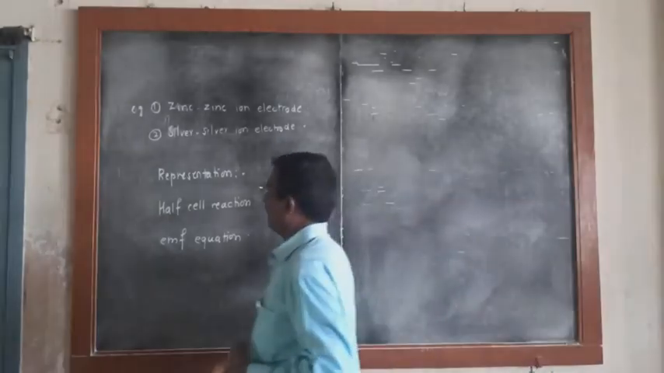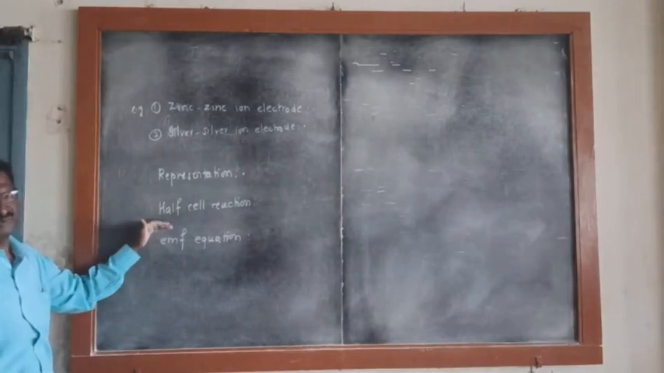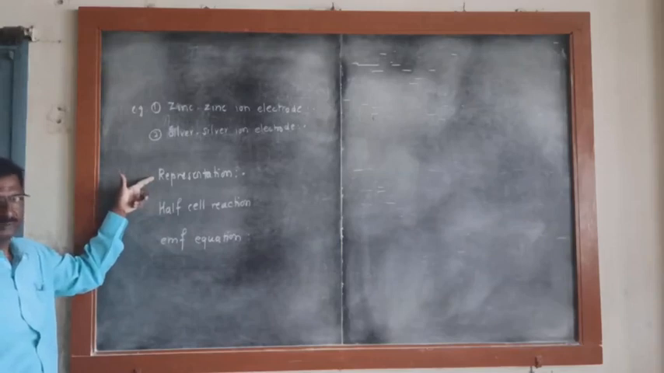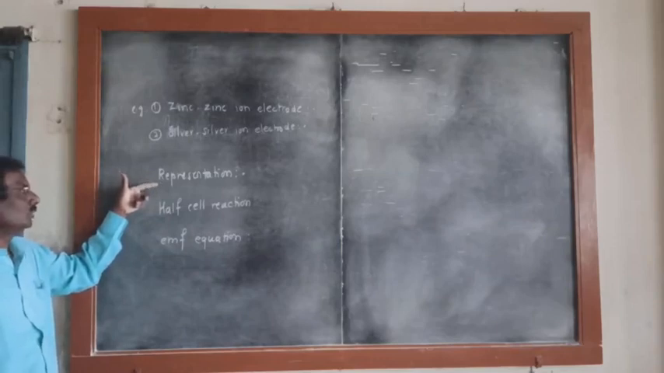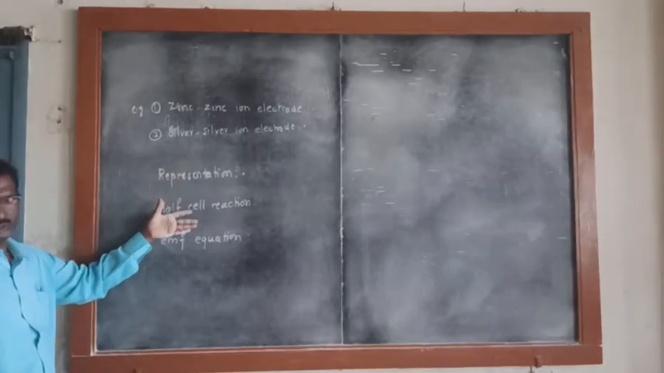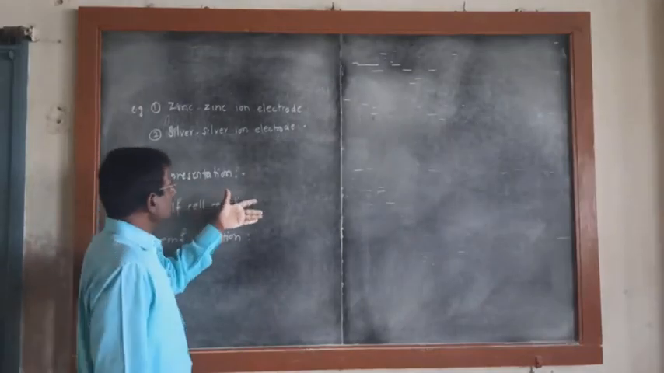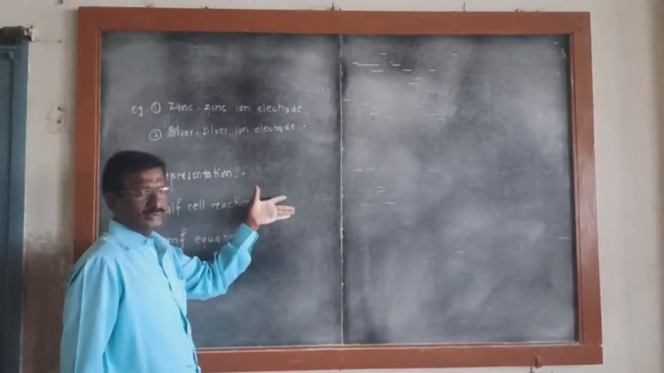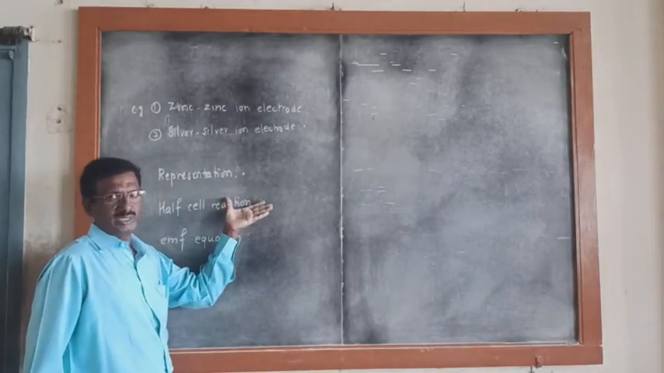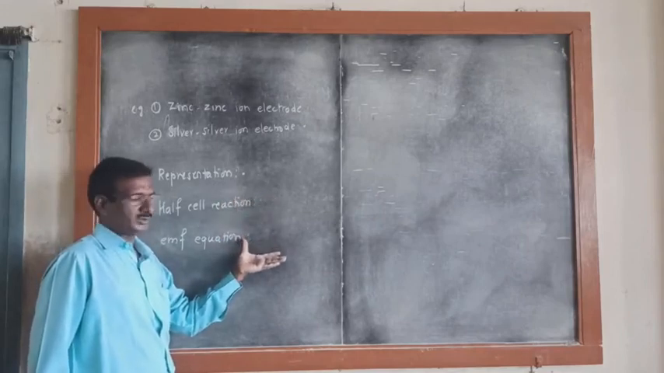once you understand how to represent, how to write the half cell reaction, how to write the EMF equation. Two things are most important. First of all, representation. If you make any mistake in representation, then you cannot write the half cell reaction correctly. If you make any mistake in half cell reaction, then you cannot write the EMF equation. EMF equation totally depends upon half cell reaction. If this reaction is wrong, then EMF equation is also wrong.